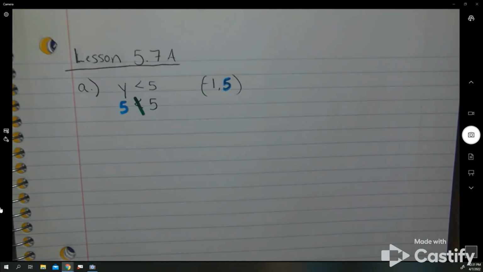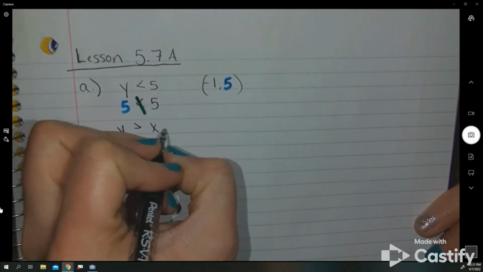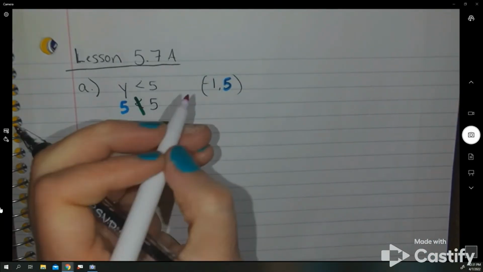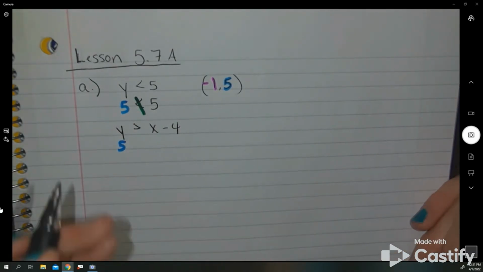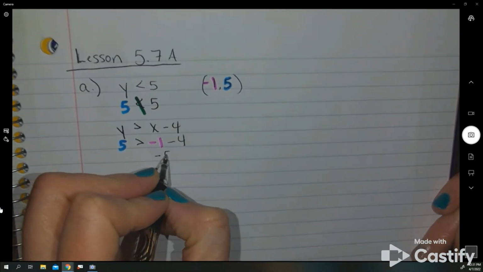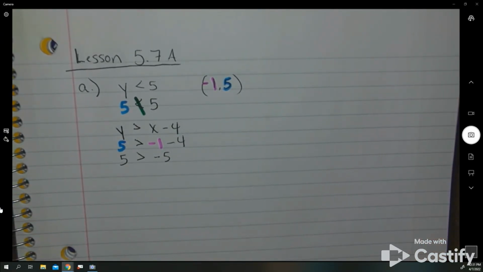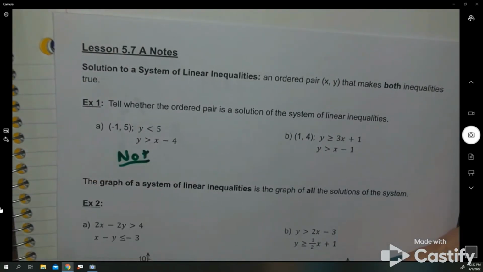Sometimes we check that one first to check the other one. So let's see if it would have worked for the second inequality. So y is greater than x minus 4. In this case, I would plug in 5 for y still, because we're testing the same point. So 5 for y is greater than -1 minus 4. Well, -1 minus 4 is -5. Is 5 greater than -5? Yes, it is. But because the first one does not work, we would have to say that this point, -1, 5, is not a solution.